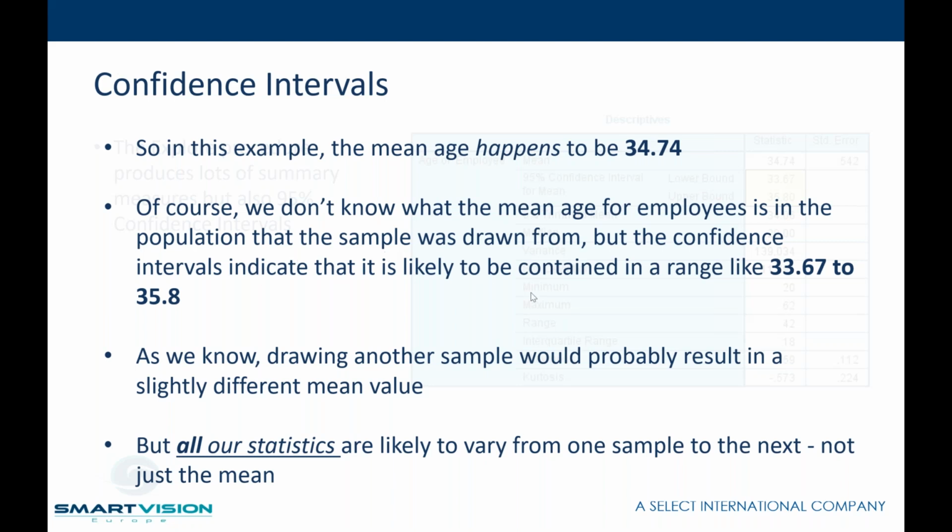Of course, we don't know what the mean age for employees is in the population that the sample was drawn from, but the confidence intervals indicate that it's likely to be contained in a range like 33.67 to 35.8. As we know, drawing another sample would result in a slightly different mean value. But all our statistics are likely to vary from one sample to the next, not just the mean. That's the thing to bear in mind.